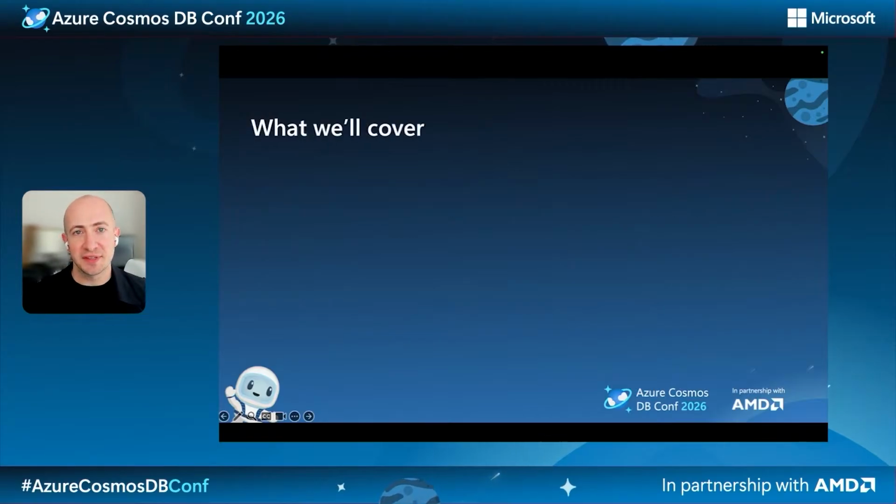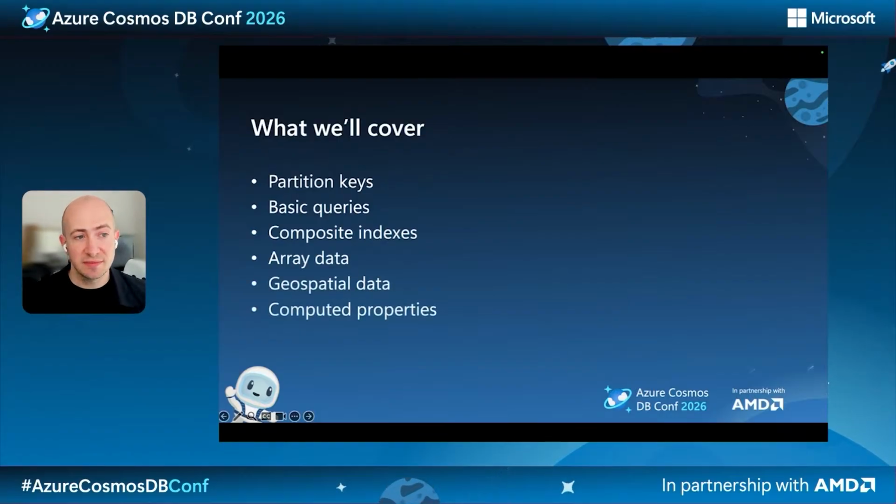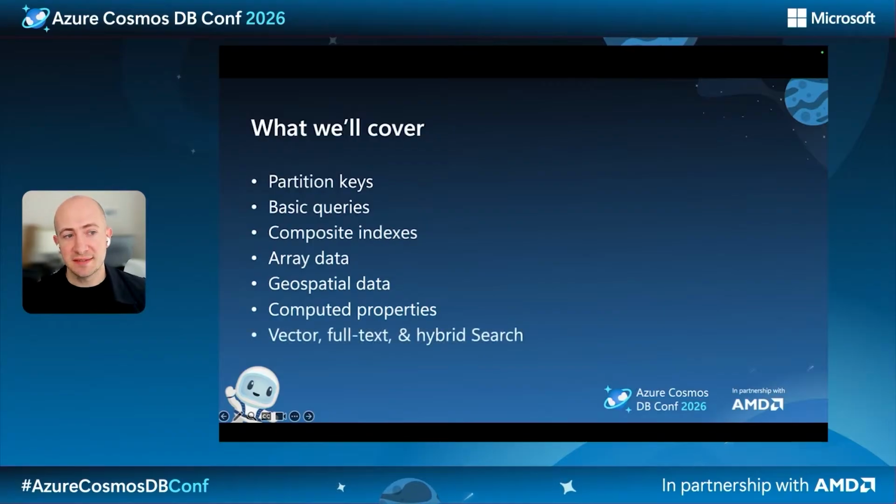So what are we going to cover in this session? We'll start briefly on partition keys, what they are and how to use them. Then we'll dive into basic queries, queries that use a composite index or more complex patterns, handling array data in queries, geospatial data, computed properties, and finally end with our advanced search capabilities, including vector, full text, and hybrid search.